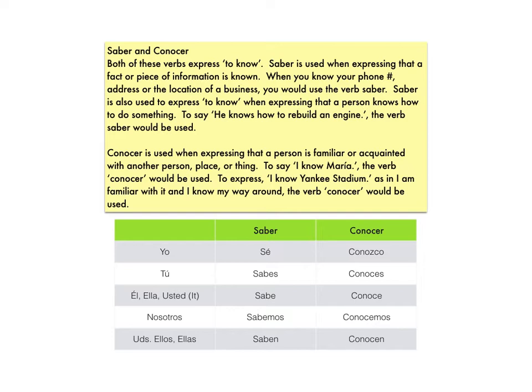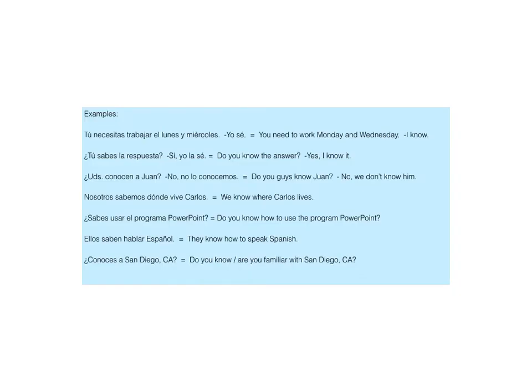We now know when to use saber versus conocer. We know their different forms. So now we're ready to take a look at some examples and discuss why we chose to use one verb form of, for example, saber over conocer and vice versa. So let's take a look at the examples.